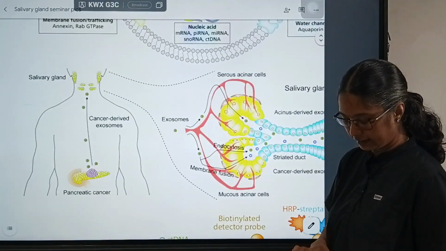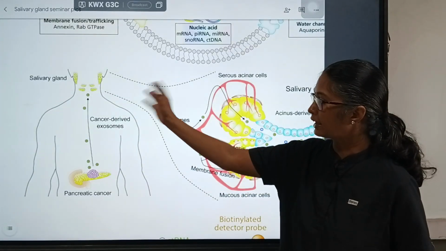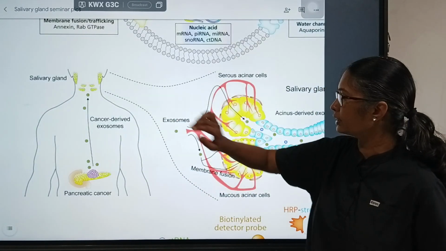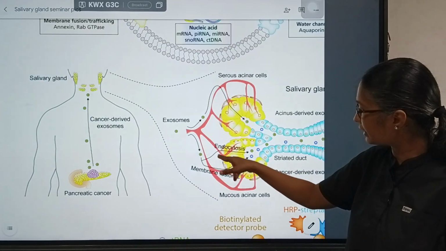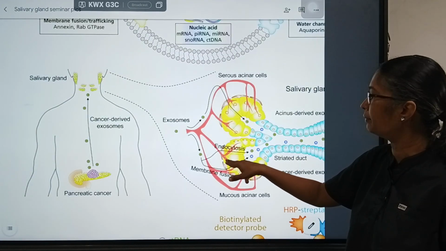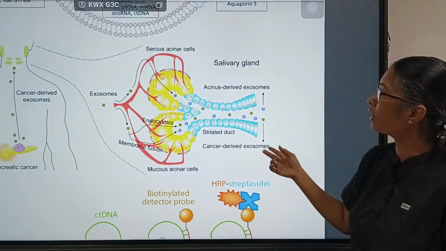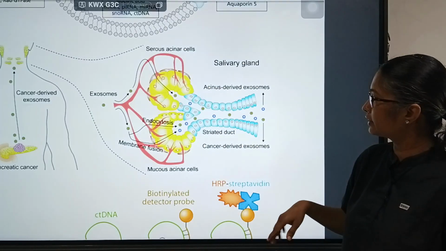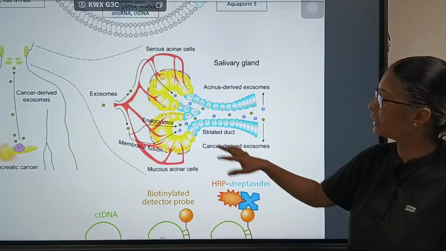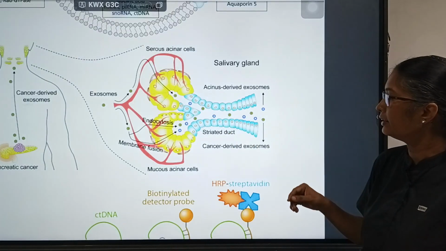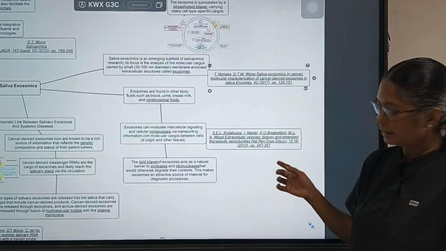So here we can see there is a cancer here in the pancreas. The cancer-derived exosomes reach the circulation and go near the salivary gland, where the exosomes can either pass through the acinar cell by fusing with the plasma membrane and coming out as acinar-derived exosomes, or directly enter through the circulation and then come out. So the acinus-derived exosomes and cancer-derived exosomes both reach the salivary gland and are excreted in the saliva. So this is how the cancer-related salivary exosomes can reach the salivary gland.